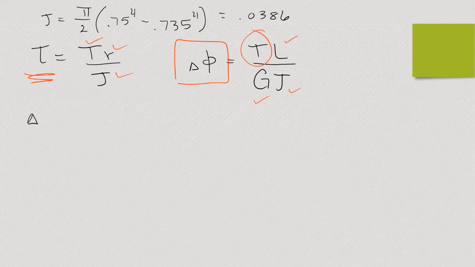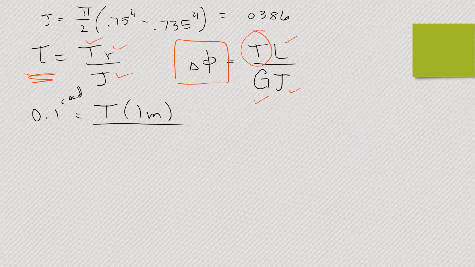Okay, so we can say that delta phi, actually we need to plug in a number for that. This should be 0.1 equals T times 1 meter. And remember, this is 0.1 radians. If we were given the answer in degrees, we'd need to convert that to radians. Then we divide by GJ. G is 27 gigapascals, which was given in the problem, and we computed J to be 0.0386. So now the units on that are going to have to be meters to the fourth.